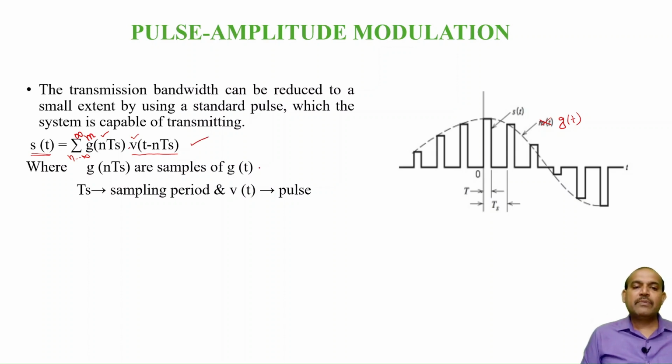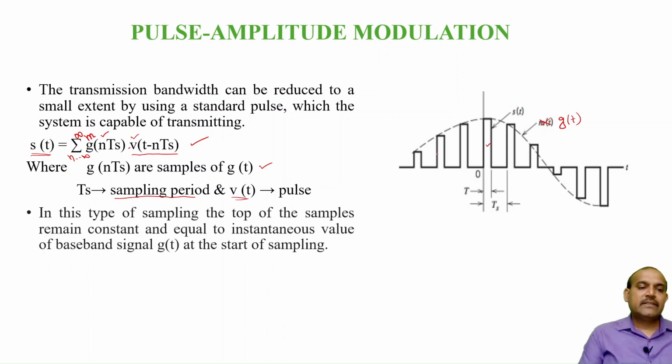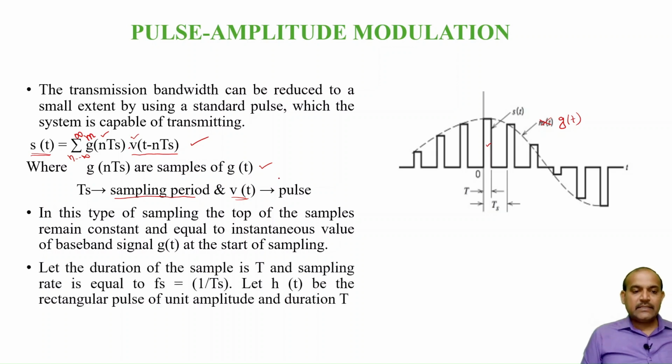So I can represent s of t in this equation, where g of nTs are the samples of g of t, the message signal, and Ts is the sampling period as indicated in the diagram, and v of t is one rectangular pulse. With this I can represent the pulse amplitude modulated wave. Now let us take the duration of the sample as T, and the sampling rate fs equal to 1 by Ts. If I choose Ts equal to 1 by 2W, then fs will be equal to 2W.